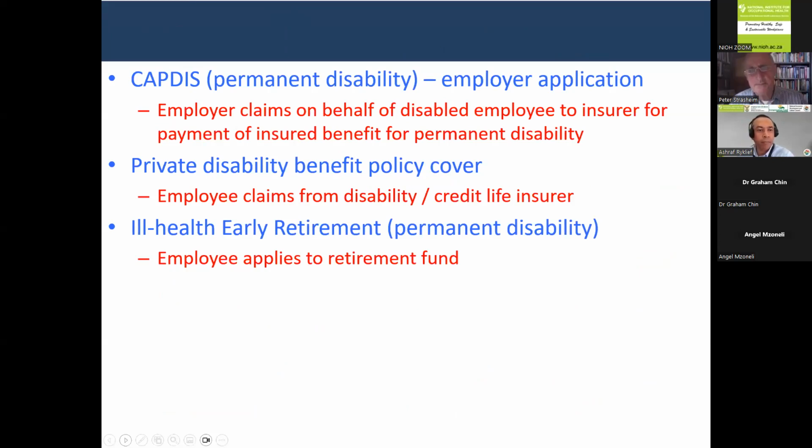If it's permanent disability, you must apply for a capped disability benefit. The employer must do that on behalf of the employee. Please, medical practitioners, would you ensure that that is done on behalf of your patients? If the employee has private disability policy cover for mortgage protection, for credit life, if they have a car or if they have a lounge suite or a flat screen TV, always apply for private disability cover. And if they are ill, if they are members of a retirement fund, always apply for ill health early retirement from the fund. The employee does it themselves. I'm getting to the end now.